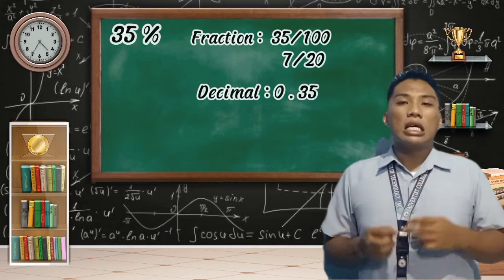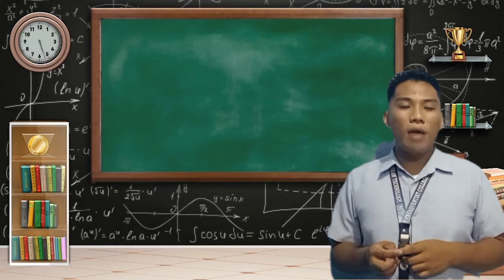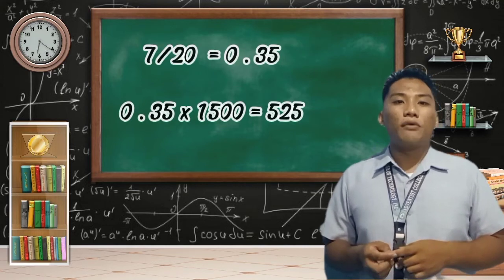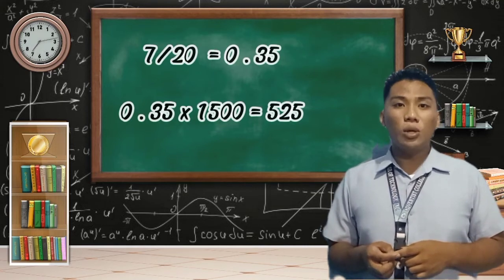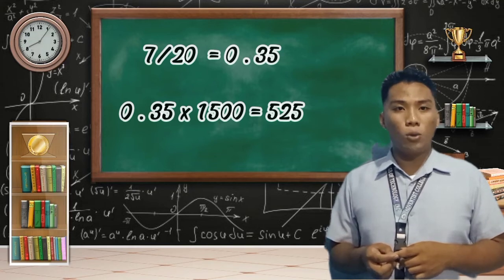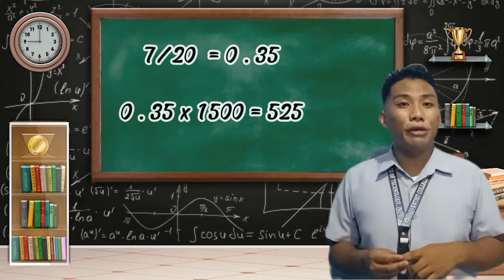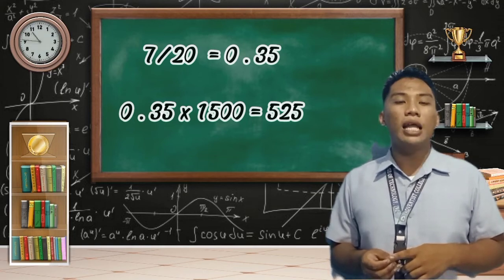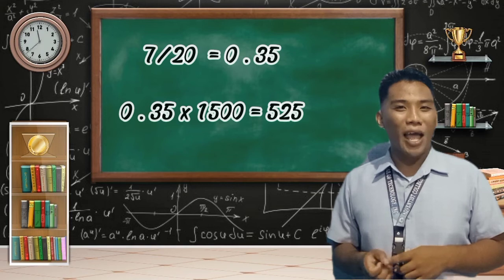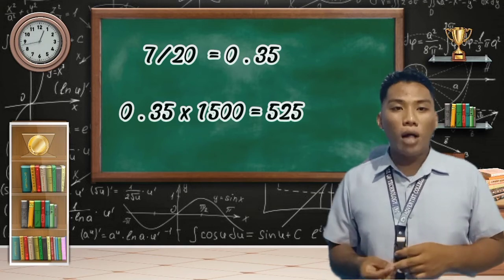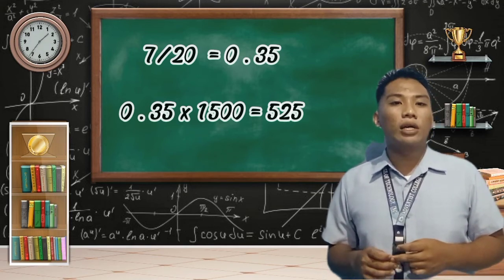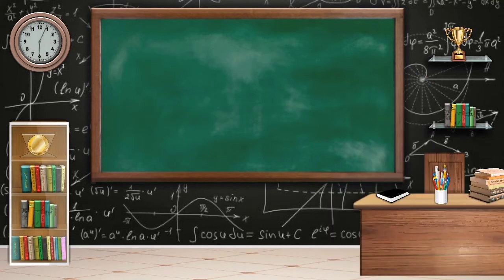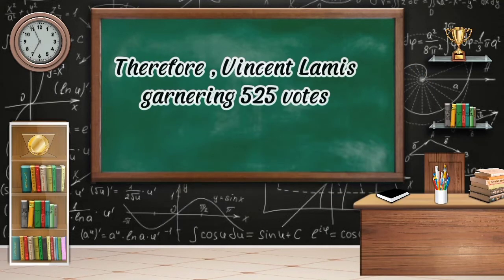So that in 0.35, we should multiply it by the total number of students who voted. So 0.35 multiplied by 1,500 is equal to, very good, it is equal to 525. Therefore, Mr. Vincent Lamis garnered 525 votes.